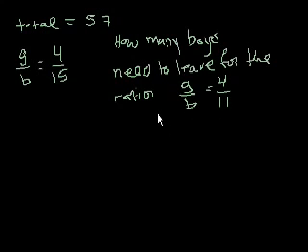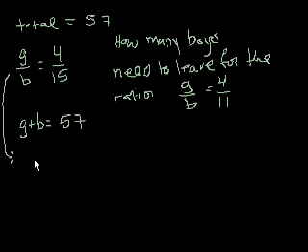So a good place to start is just to figure out how many girls and how many boys there are in this classroom. And we already learned how to do that in the introduction to ratio problems. We know that the girls plus the boys is equal to 57, because there are 57 total kids in the room. And we also know, just taking this equation and multiplying both sides by b, that the girls are equal to 4 over 15 times the boys. And then we can just substitute that back into this equation.